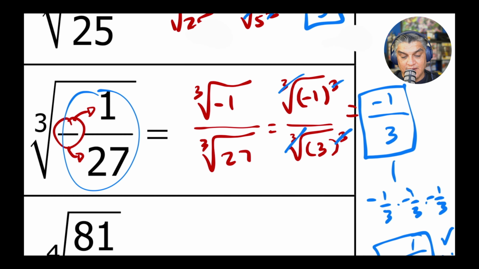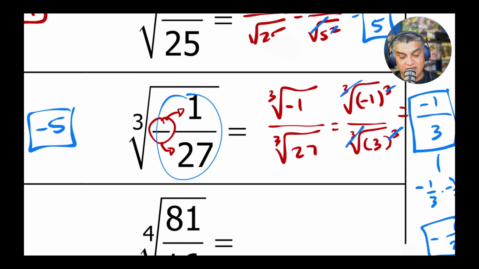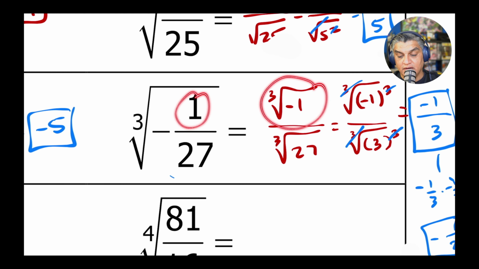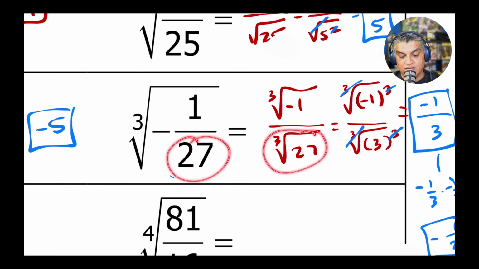Of course. So first thing I do, if I have a fraction inside a radical, I separate it. And so I put a radical on the top with the numerator, and a radical on the bottom with the denominator. And since this fraction is negative, that means this negative sign can go either with the top or the bottom, the numerator or the denominator. I decided to put it up here with the numerator.